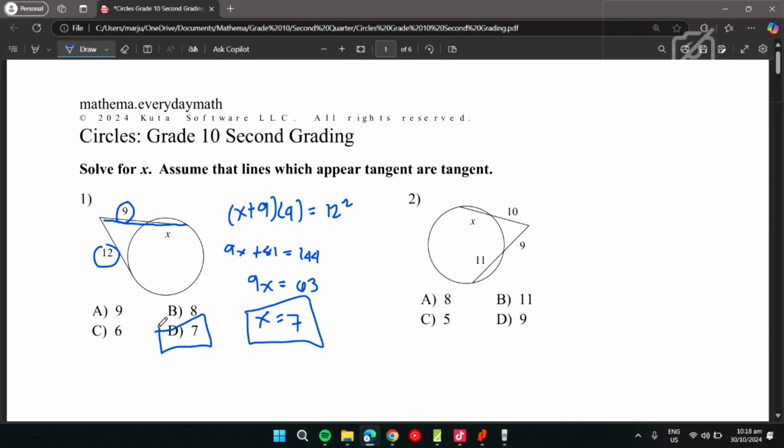Alright? Ganun yung sabi ng theorem. Again, I would like to repeat. Pag meron tayong tangent and secant, yung proportion ng secant, the entire length of the secant times the part of that length is just equal to the square of the tangent line. Ganun yung ating theorem. Alright?